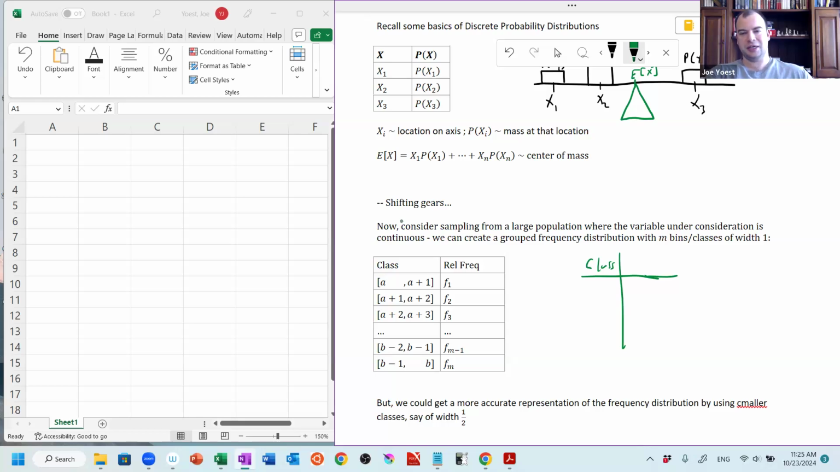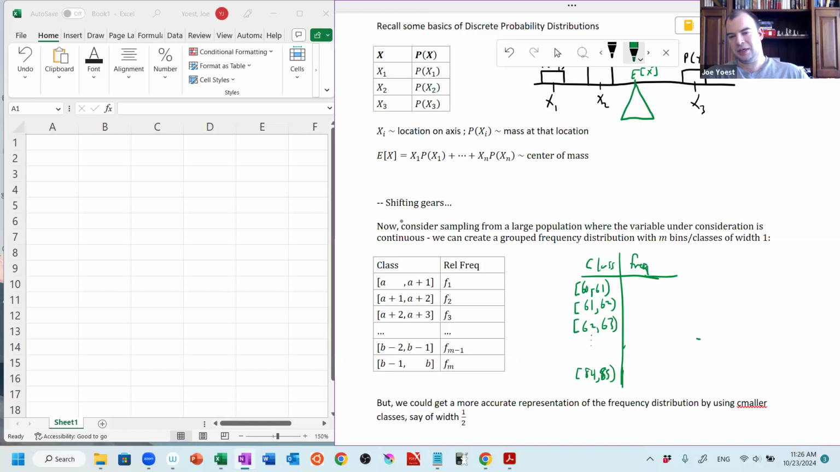So I could have a class that's like 60 to 61 inches, and 61 to 62 inches, 62 to 63 inches, and so on. So 5 feet to 5'1", 5 feet 1 to 5'2", and so on down to, I don't know, what's 7 feet, 84 inches, 84 to 85, and we're probably good after that. We probably didn't pick anybody who's more than 7 feet tall. And we have some frequency, right?